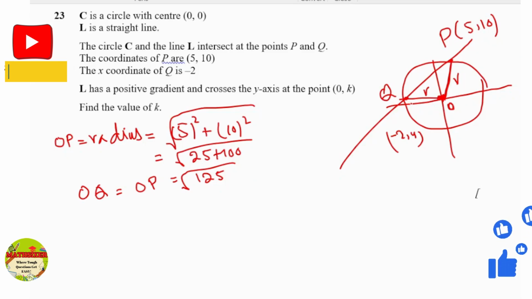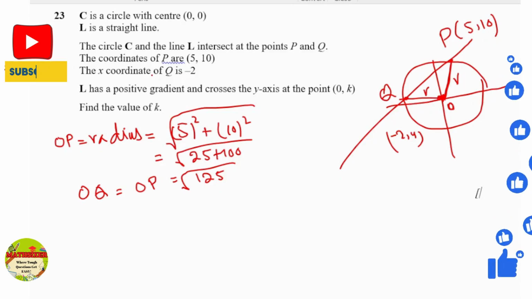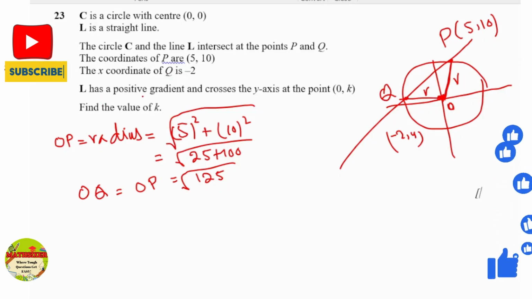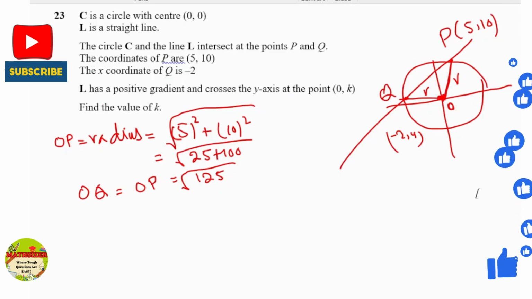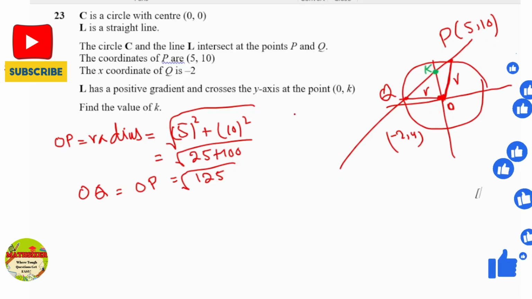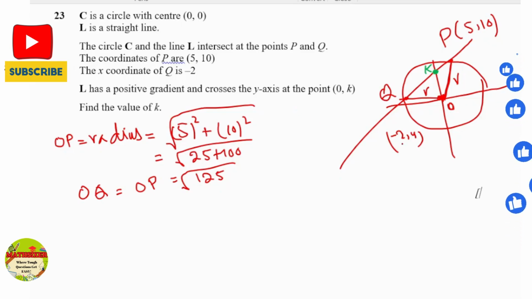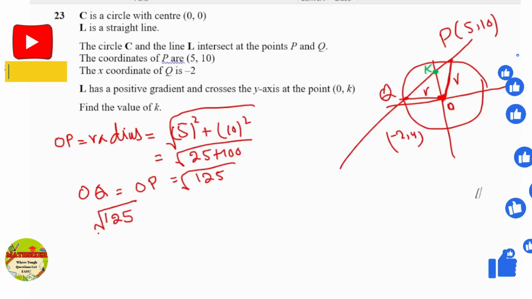So if we work out OQ, they said to write down the coordinates of this value. The x coordinate of Q is -2. L has a positive gradient and crosses the y-axis at the point (0, k). We need to find the value of k. How are we going to find the y coordinate of the point Q? We're going to use exactly the same formula. We know that root 125 is the radius.